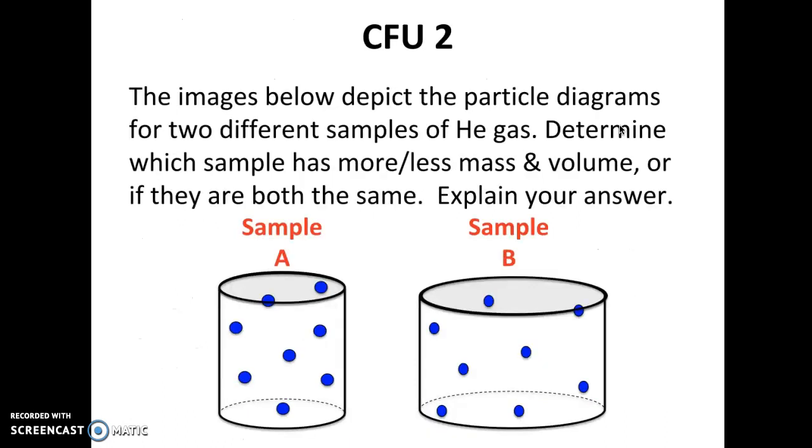Okay, let's try a CFU now. So in these CFUs, you're going to be looking at samples of helium gas in both sample A and sample B, and you're going to determine which one has more or less mass and volume. So compare them, see which one has more mass or more volume, and explain your answer. Pause the video now. When you press play again, the answer will be revealed.